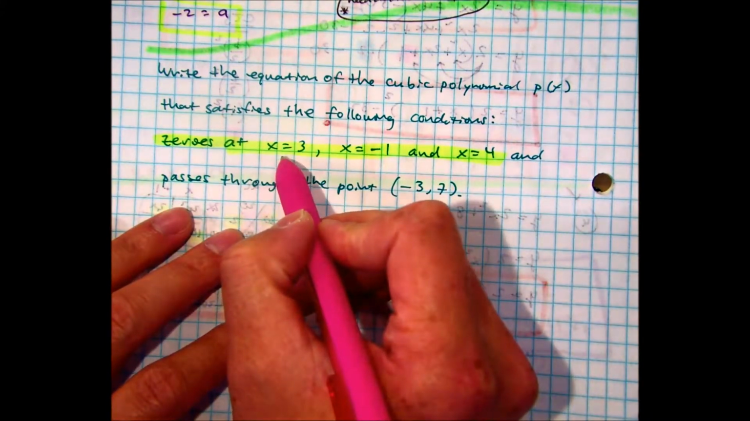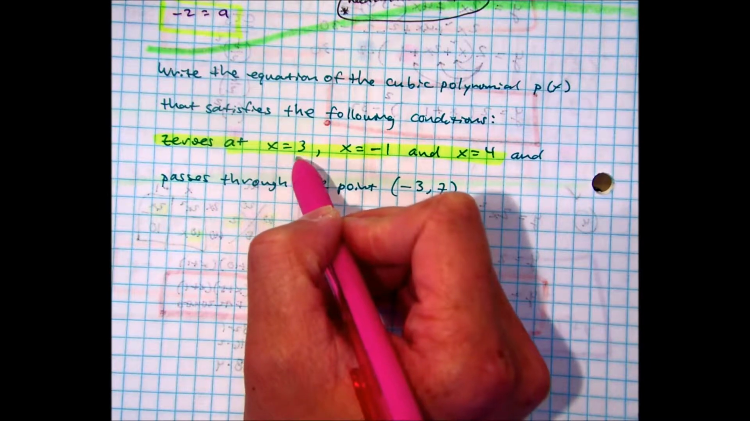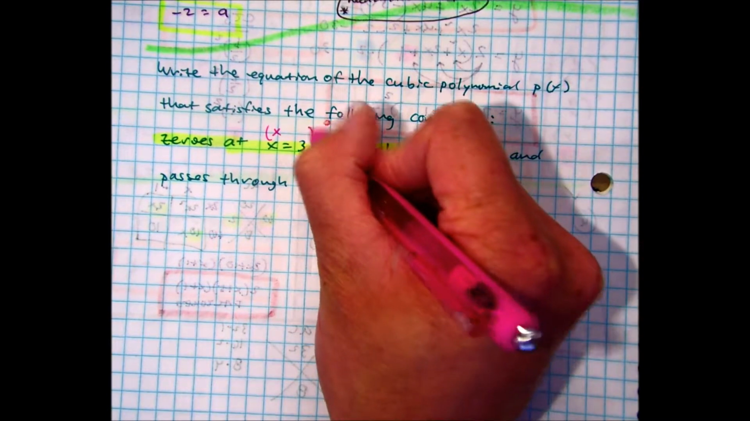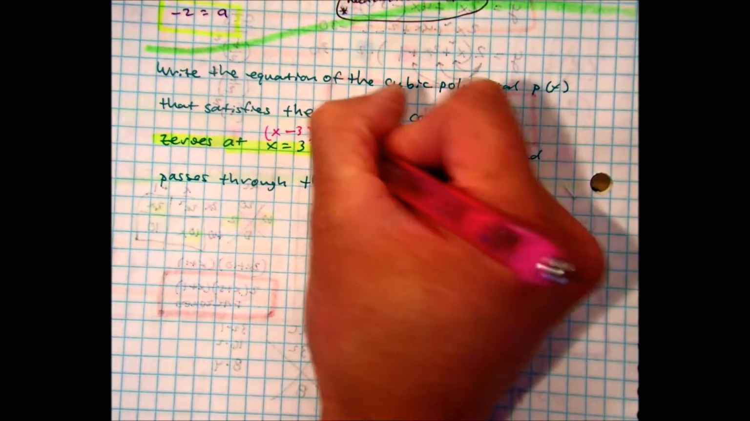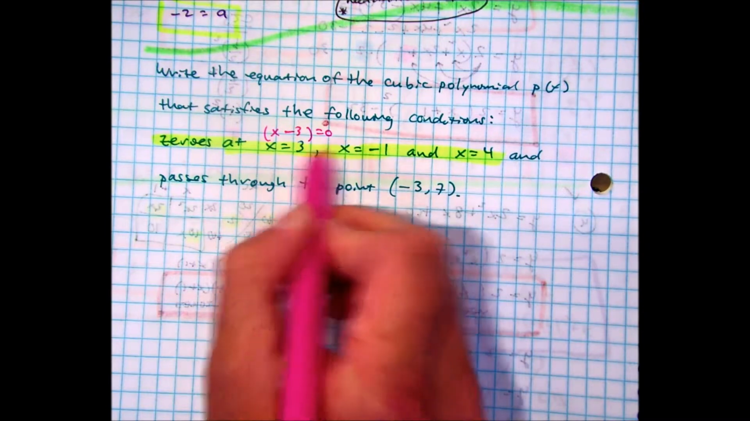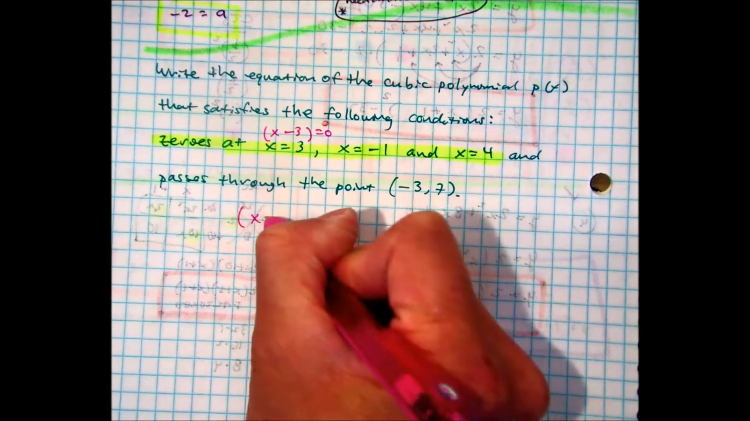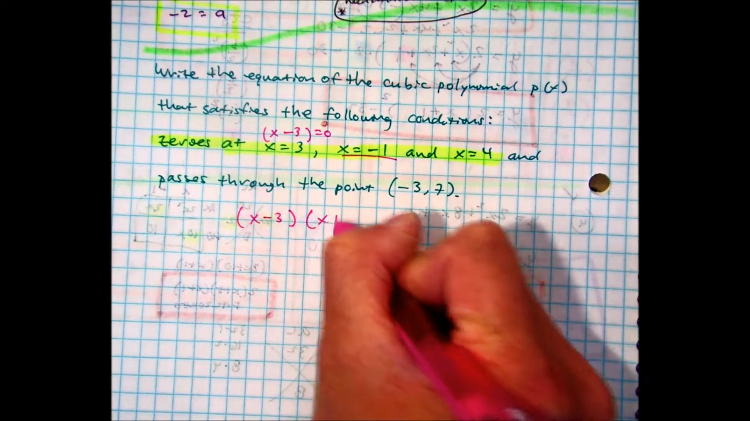Well, let's work backwards. In this problem, they're telling you x is equal to 3. That means the binomial has to be x what? X minus 3. Does that make sense? Because if you did the zero product rule and you set it equal to 0, you would add 3 to both sides and you get x equals 3. So I have x minus 3. How about this one? X plus 1. This will be x plus 1.